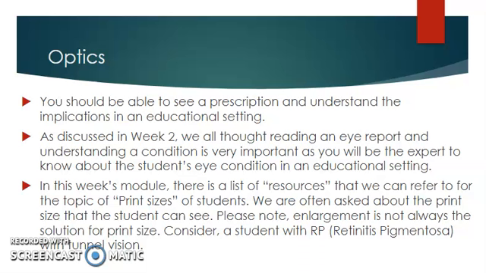I can give you an example. I had a student actually with RP, retinitis pigmentosa, and he had tunnel vision, which is his fields were restricted and his night vision was poor. So when his fields were restricted, we call it tunnel vision because you're going to see through like a tube.